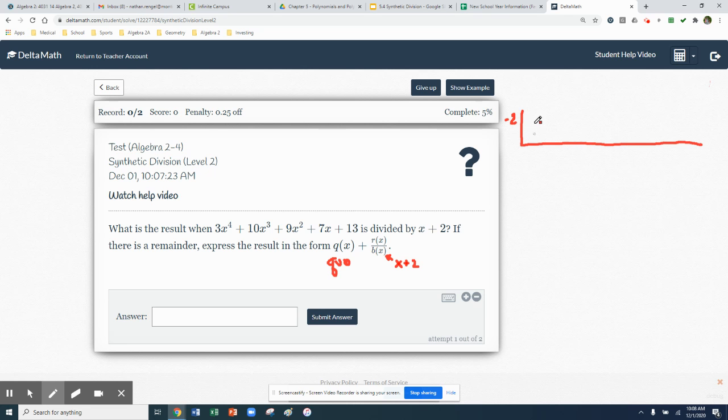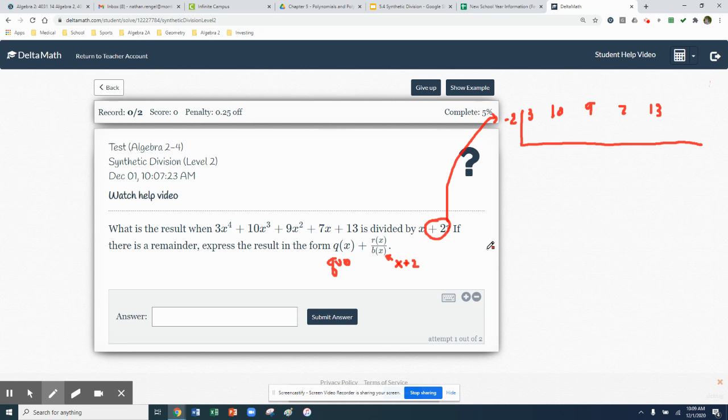So we've got a -2 as our root. Now we've got a 3, 10, a 9. Oh, they're all positive. Nice. 7, and 13. So that's kind of nice. They're all positive. Don't have to worry too much. The biggest mistake that happens is your root. You got to remember that it needs to change to its opposite.